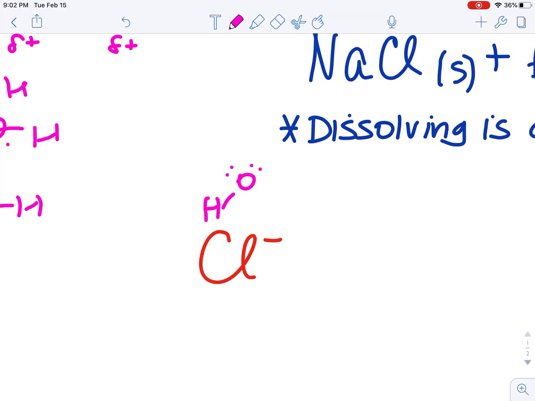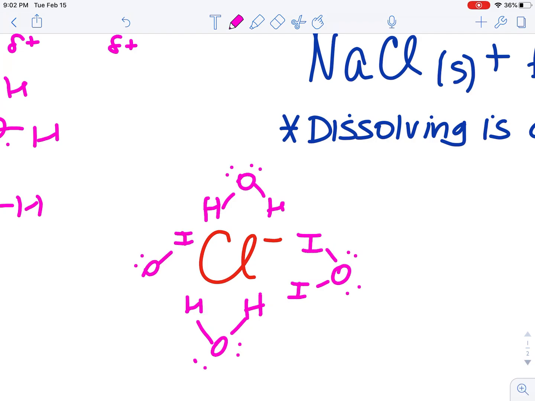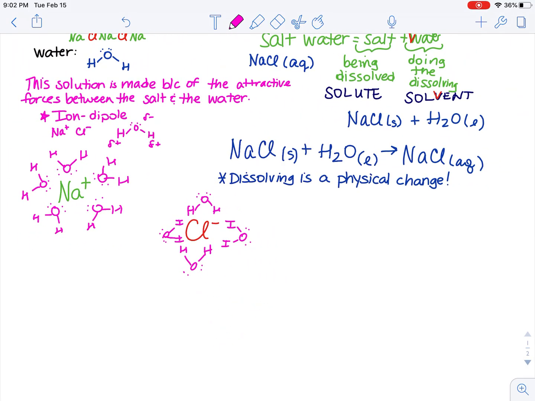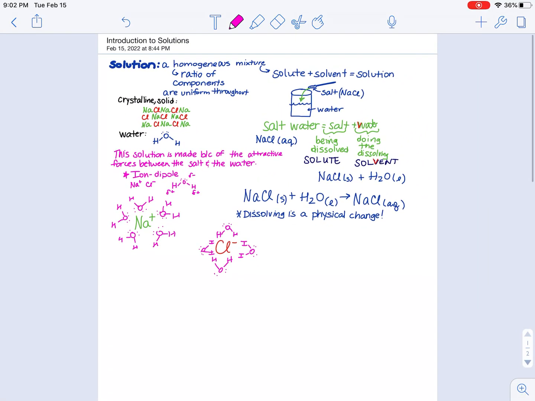As we draw it this time, make sure to point the hydrogen ends of water facing the chloride ion. And again, that's because hydrogen is the partial positive part of the water molecule, and the partial positive end will be attracted to the negative ion. And there, my friends, are your ion dipole attractive forces, thus allowing the solution to be made.